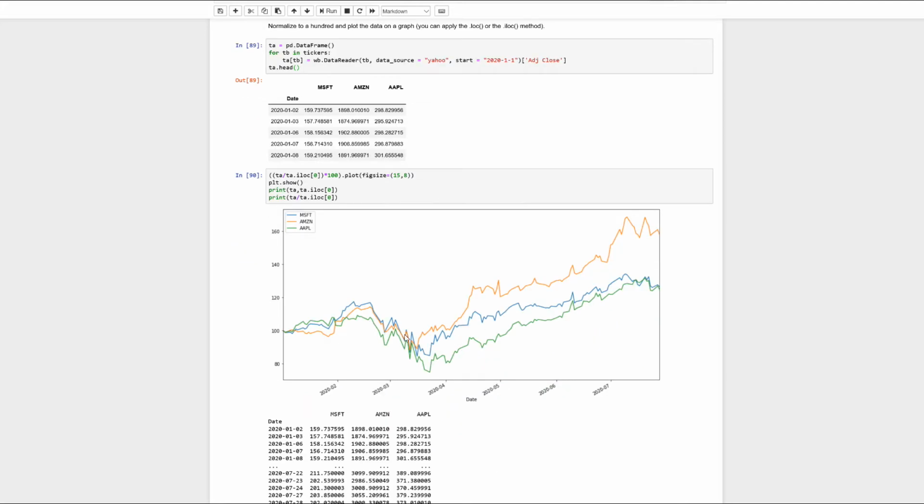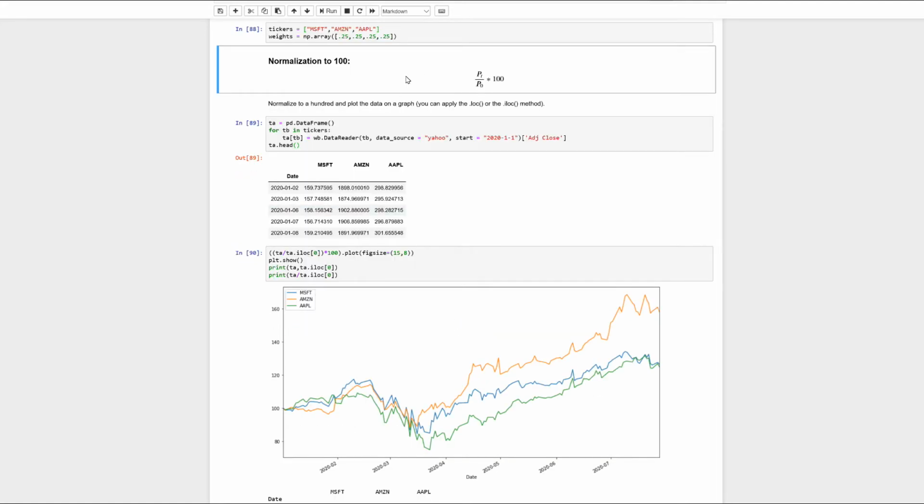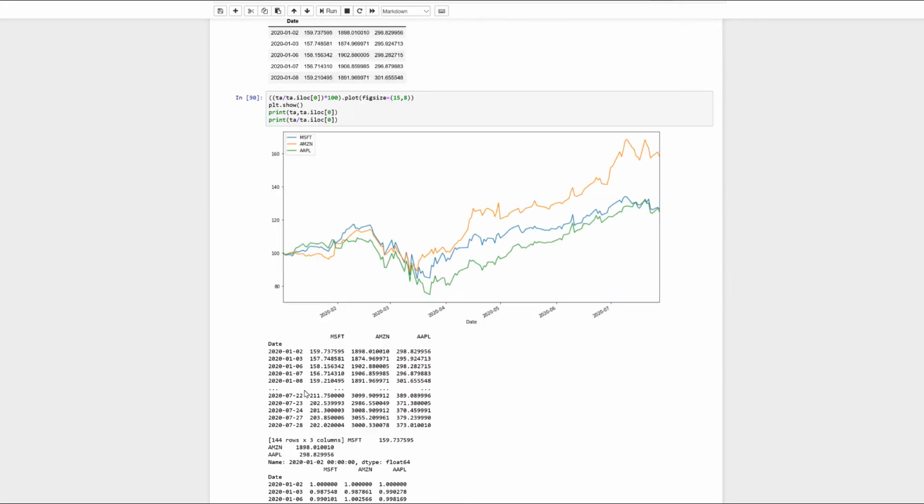Ralph here once again, and what we're trying to do here is explain how the normalization process works in reference to simple returns. For example, what we're doing here is we're bringing everything to 100: Microsoft, Amazon, and Apple. So what we're basically doing in reference to this chart is we're taking the very first row, for example, if you look at Amazon here, and dividing every following row by the first row.